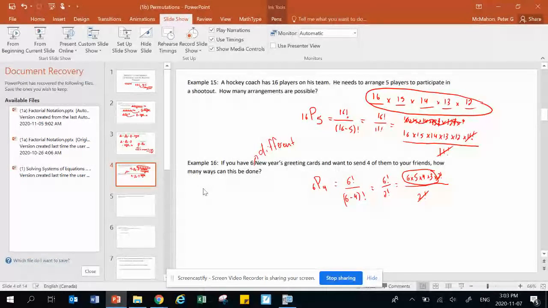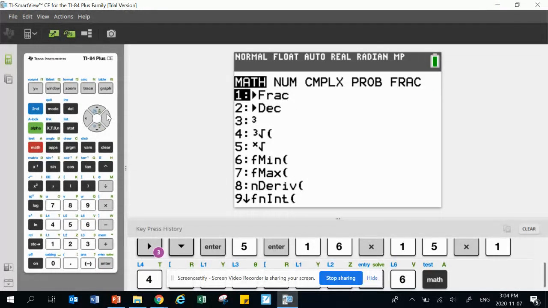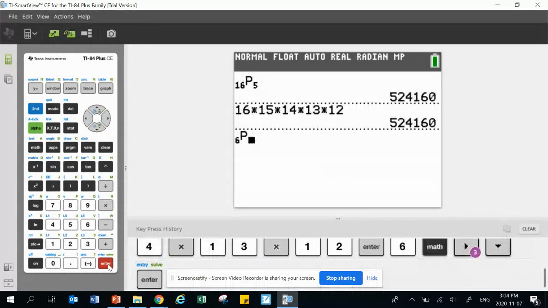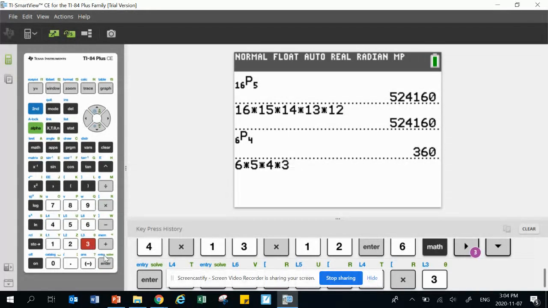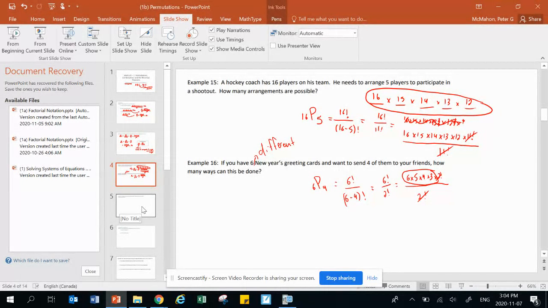If we had to go and try this for example 16, our question answer was going to be 6 pick 4. We want to go 6, math, probability, NPR, 6 pick 4 equals 360. Same thing as this calculation, gives us 360 as well. Okay, so this is how our calculator works for this guy over here. For this guy over here. All right.